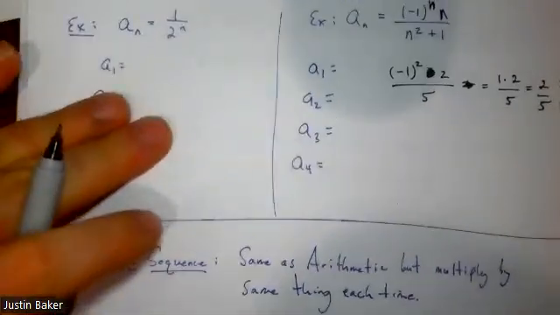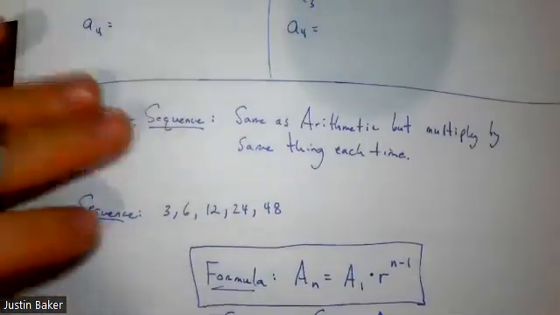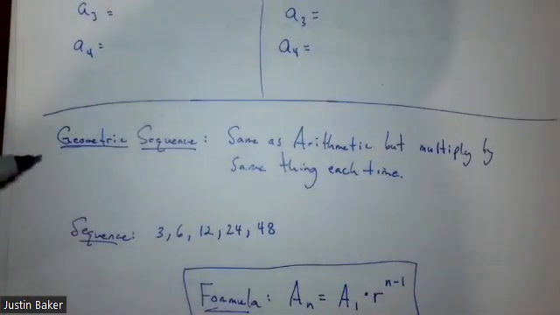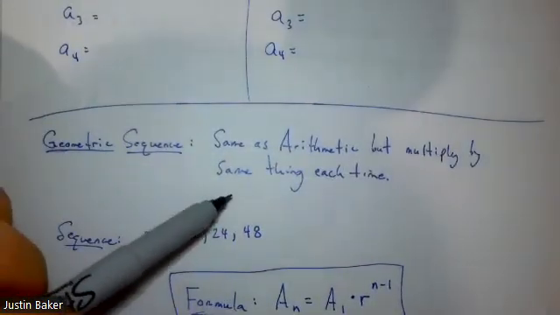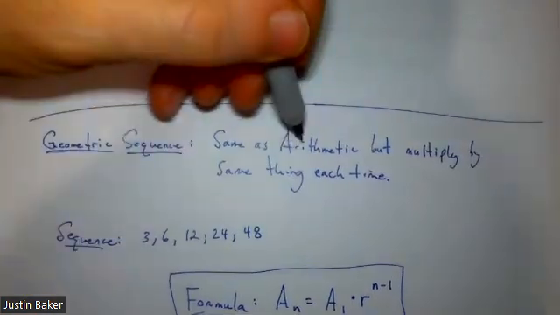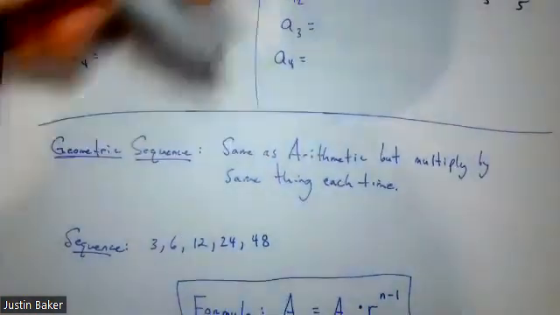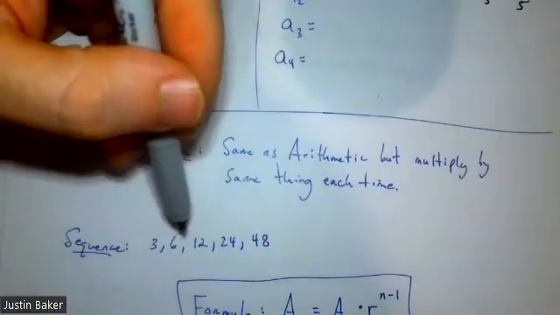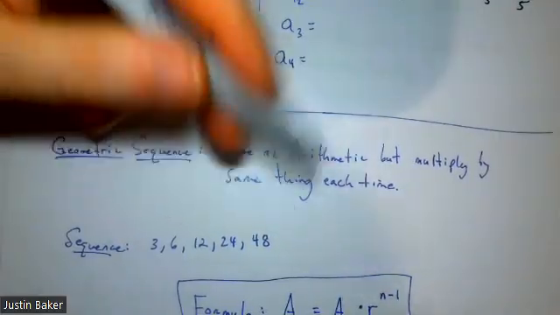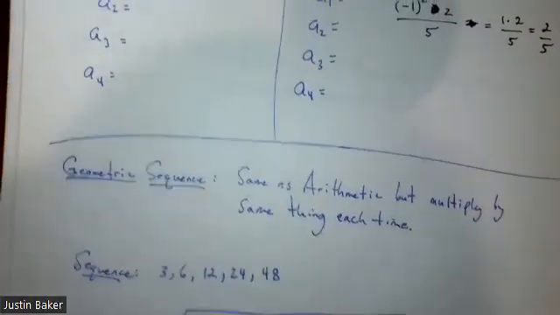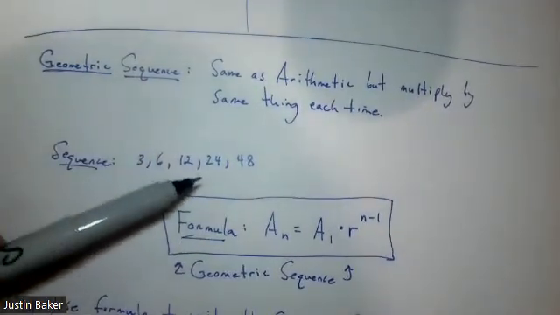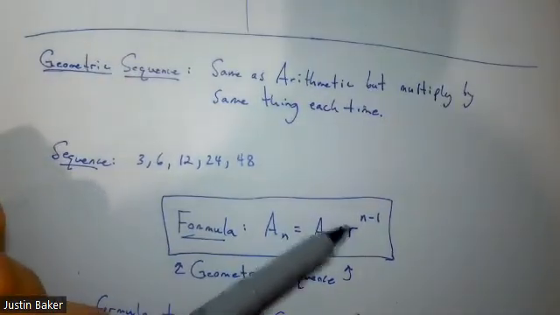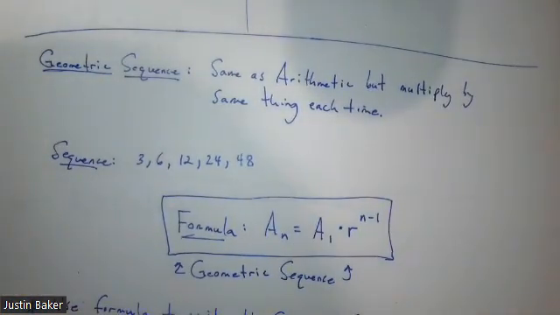Okay. Next up, we've got the same deal, but we're going to look at a geometric sequence. A geometric sequence is the same thing as arithmetic, but you're multiplying by the same thing each time. Instead of arithmetic, where you're adding the same thing each time. So in this sequence down here, this looks to be times 2 times 2 times 2 times 2. So that's how we're going to start to identify a geometric sequence. And the formula for a geometric sequence is a sub n is equal to the first term times the ratio raised to n minus 1.